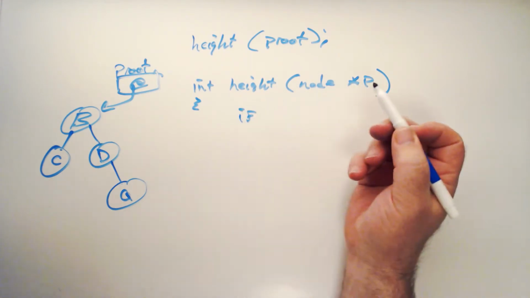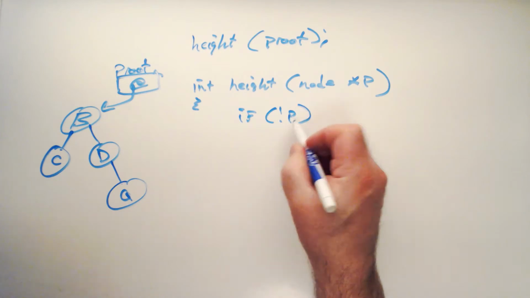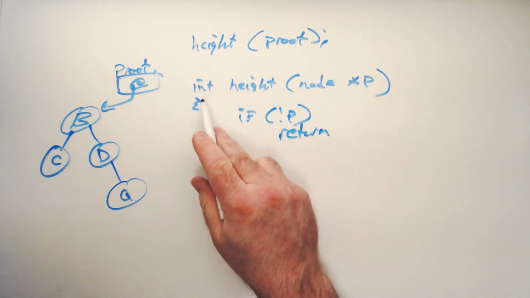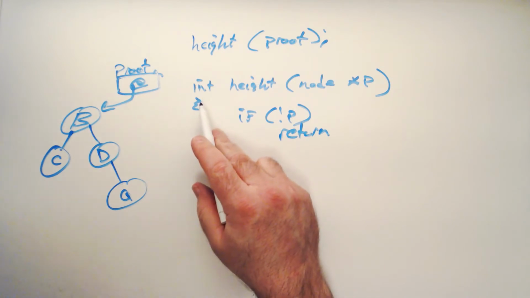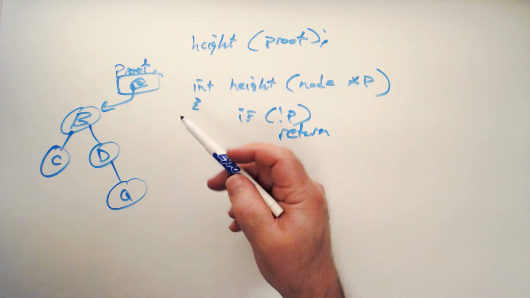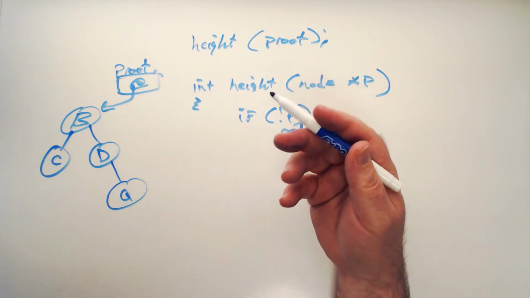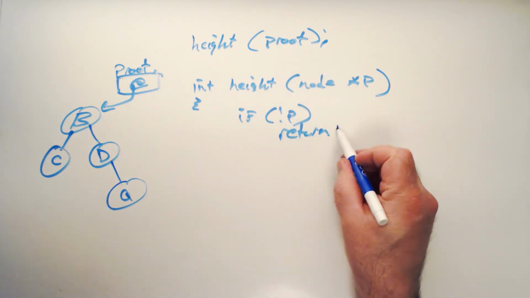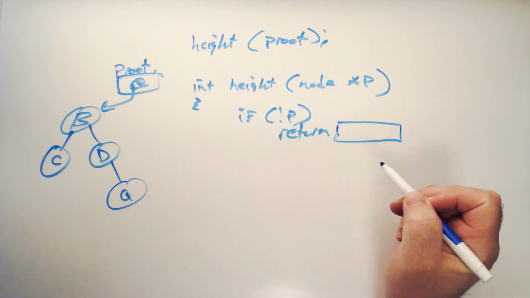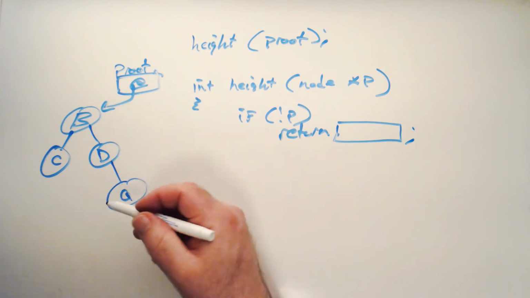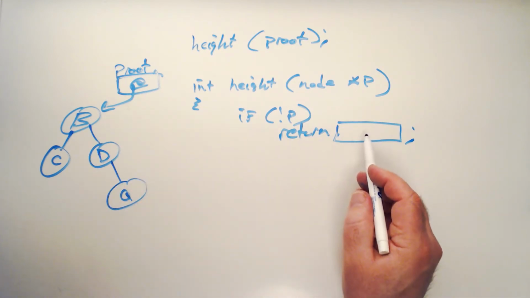So we're going to say base case. If there's no p, then return. Okay, now we're going to return an int this time. And there's a few, the base case. We got to really figure this out and make sure that it makes sense. So I'm going to put a box here. It's not exactly clear yet what we want to return when there isn't a node. So this will become obvious later on as we go.